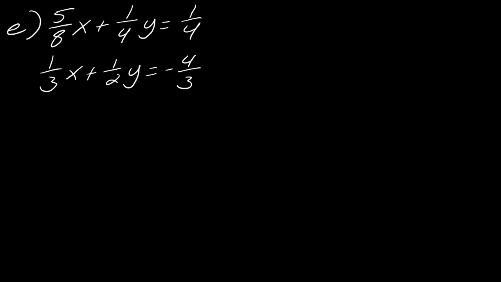Okay, so for the next one, I have fractions in this problem, and we did talk about this also in the review video. So the first thing that we want to do for both of these is figure out what is the LCD. The LCD for all of the fractions in the first equation is 8, and the LCD for all the fractions in the second equation is 6. So first things first, I just want to clear out the fractions by multiplying each equation by its LCD.